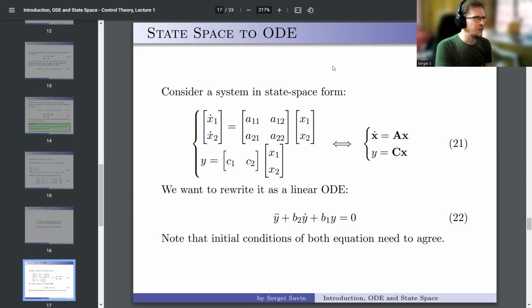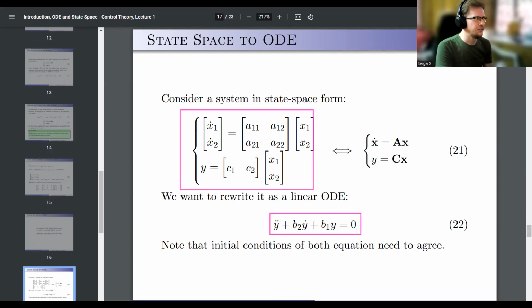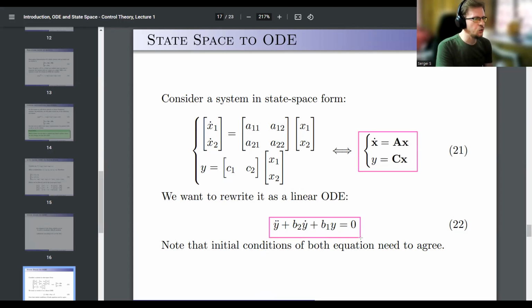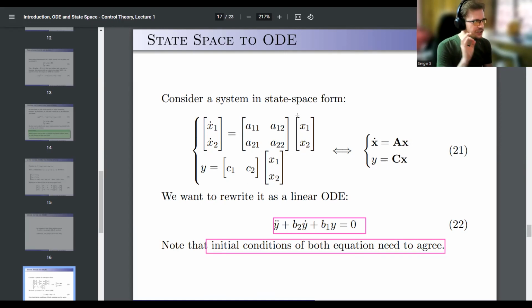You can imagine why you would want to go to the second order differential equation, because this looks huge. This is so small, so compact. So it makes sense you would want to go from here to here. Okay, so how to go from state space to ODE? We just want to rewrite this as an ODE. We need to remember that initial conditions of both equations will have to agree. That is just something we need to remember. All right, good. How to do it?